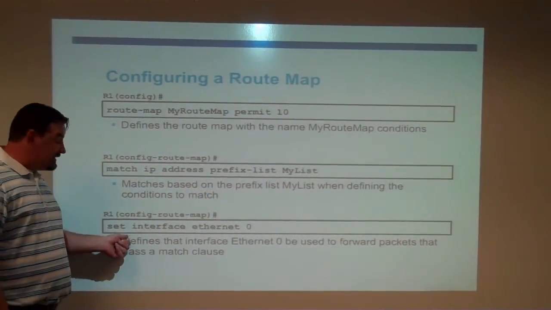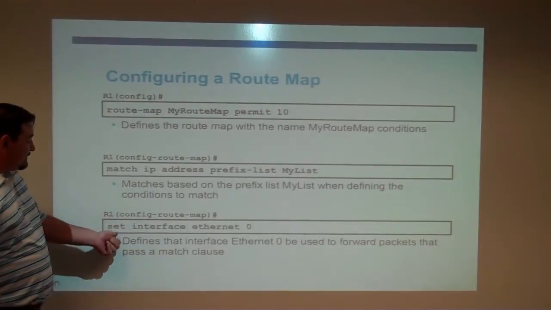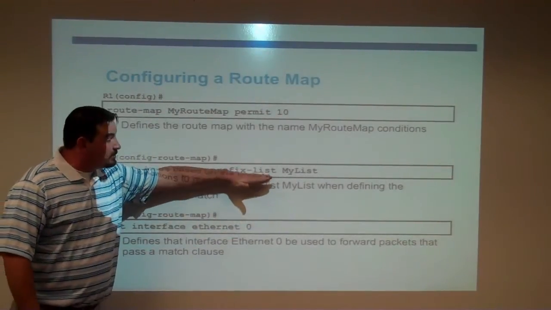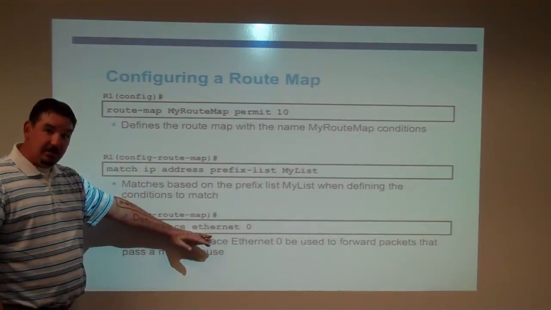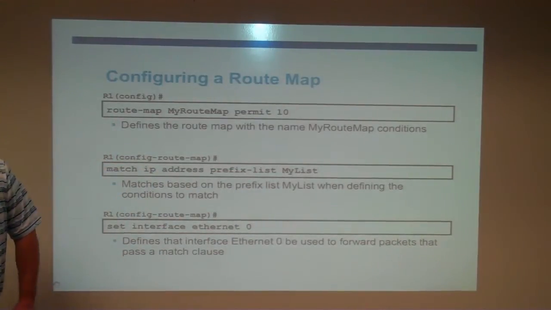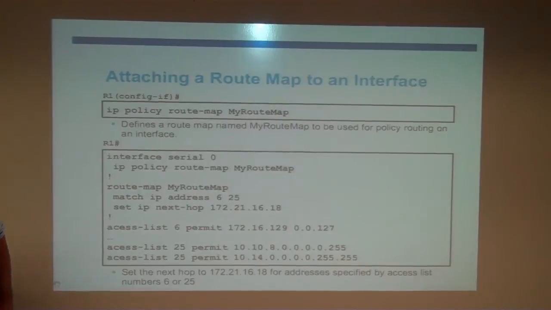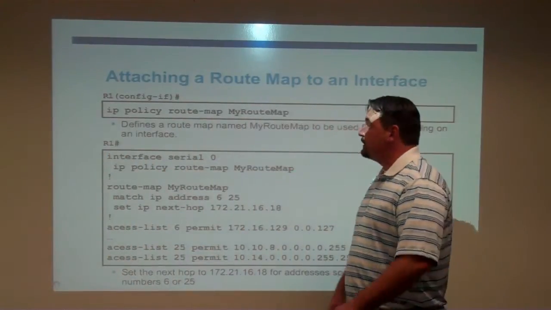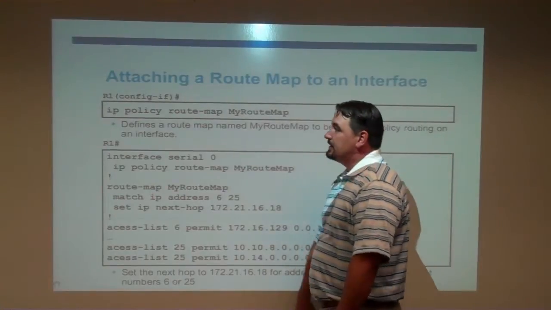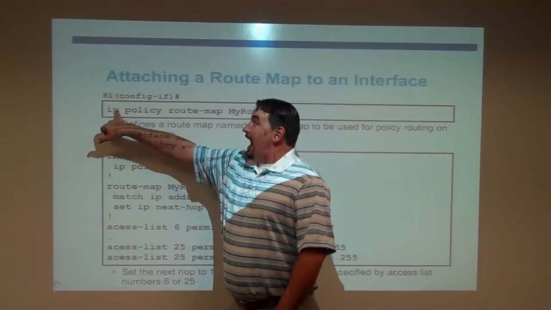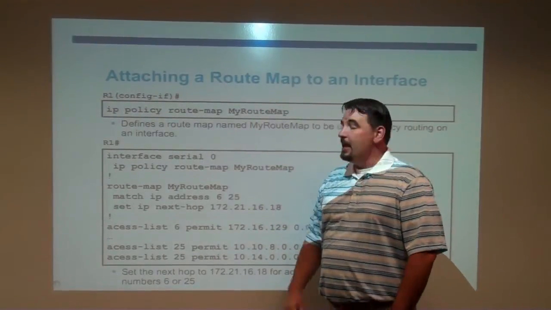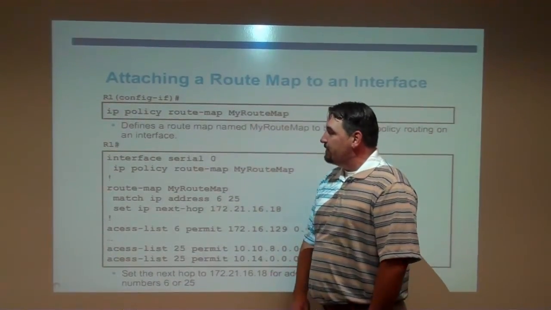Eventually, then we also have set conditions. What are we going to do? In this case, it says, let's set the interface to be Ethernet 0. So anything that matches this prefix list is going to go out interface Ethernet 0. I eventually then have to apply that to an interface. And this is what they would consider to be policy-based routing in this case. So I've gone into an interface and said, ip policy route-map, my route map. Okay? And applied the name of that route map to that individual interface.